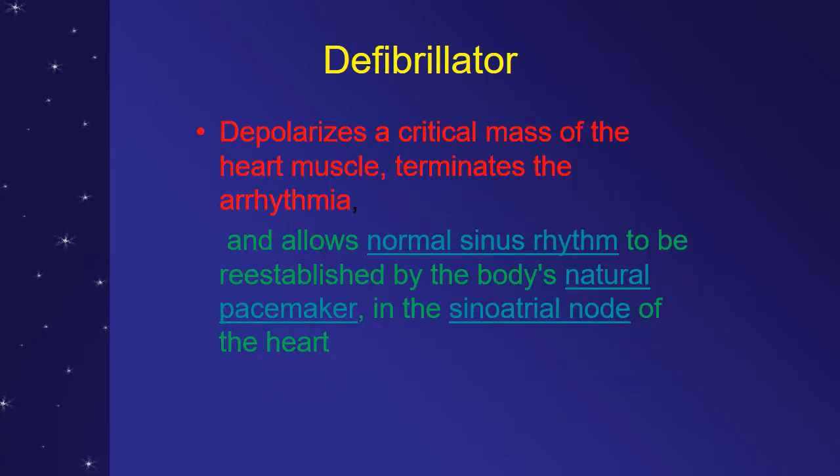Right, so when you use a defibrillator and defibrillate, what happens is you are trying to depolarize a critical mass of the heart muscle, the myocardium, and to terminate the arrhythmia. And that will allow normal sinus rhythm to be re-established by the body's natural pacemaker, which is the SA node, or the sinoatrial node.